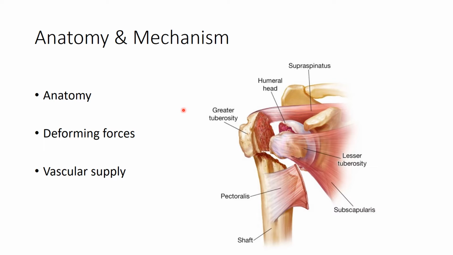First we'll see the anatomy, mechanism of injury and deforming forces. So the proximal humerus is made up of the head, neck, lesser tuberosity and greater tuberosity. There are four parts. And what are the deforming forces?